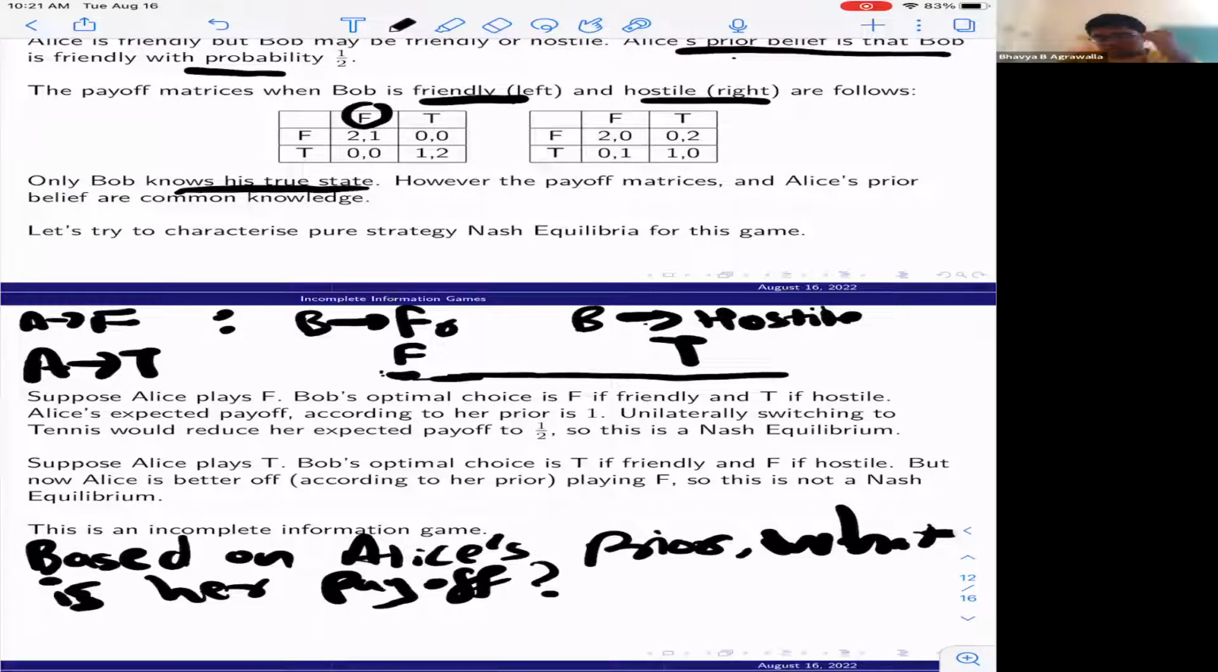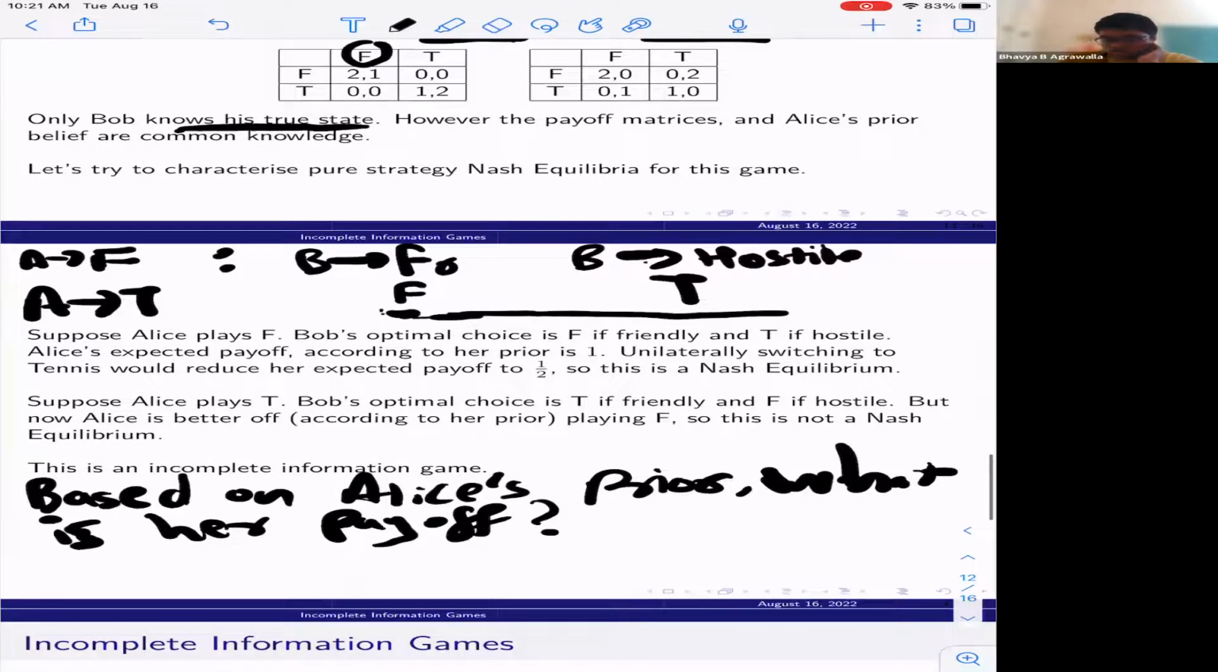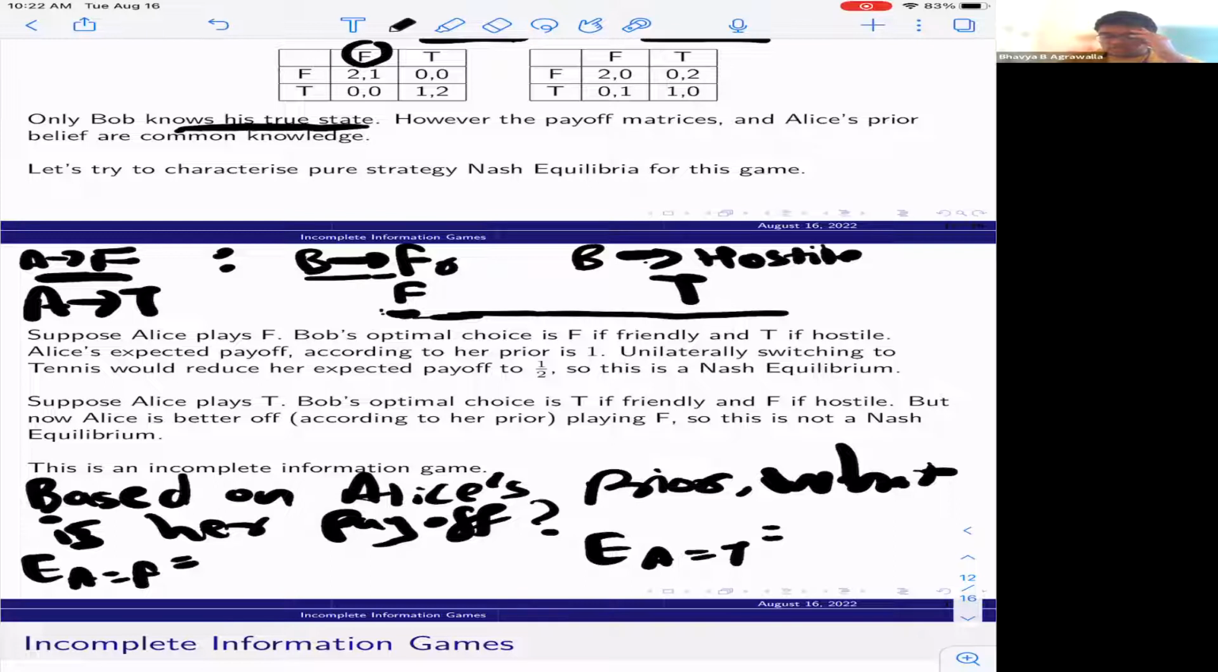So does anyone want to tell the first one: if Alice is playing football and Bob is playing this strategy where, if Bob is friendly, he plays football, and if Bob is hostile, he plays tennis, what is Alice's expected payoff based on her prior? So what does Alice conceive her payoff to be? And only Bob knows his true state. Like Bob is only in one state, either friendly or hostile.